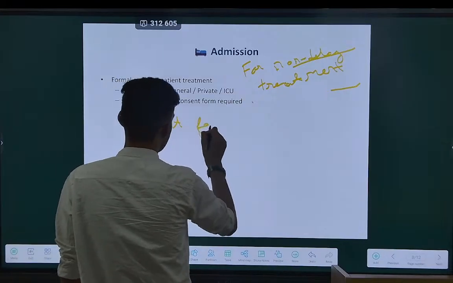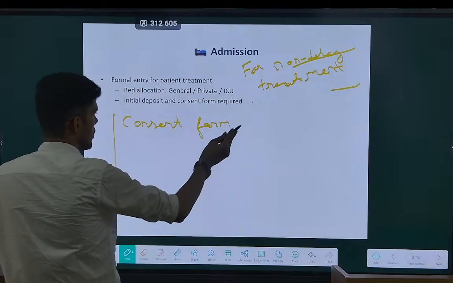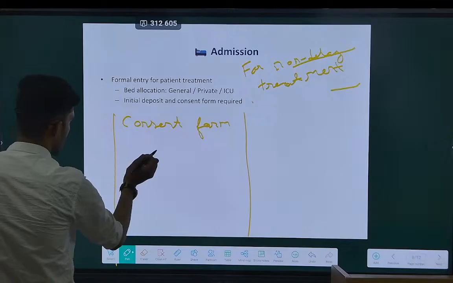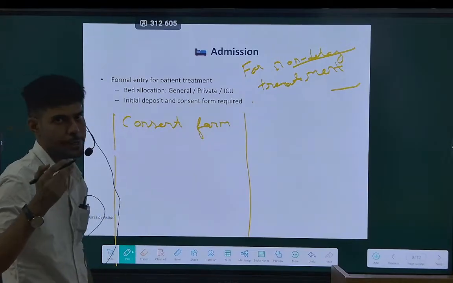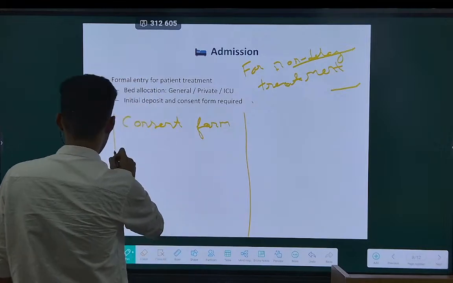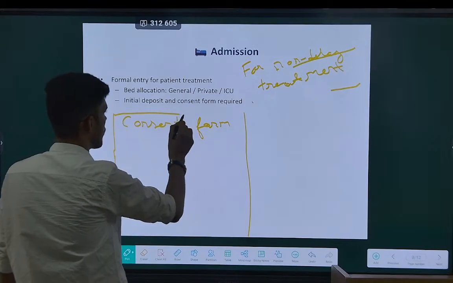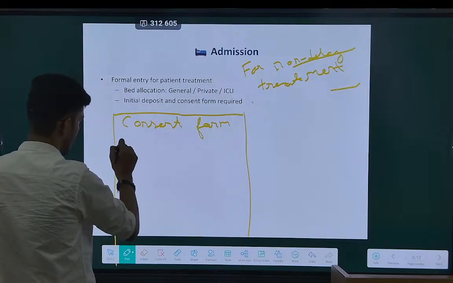Consent form. So what are the things in the consent form? It is generally taken from the patient's guardian or his parents, or whoever has taken him to the registration counter. Consent forms are like this.